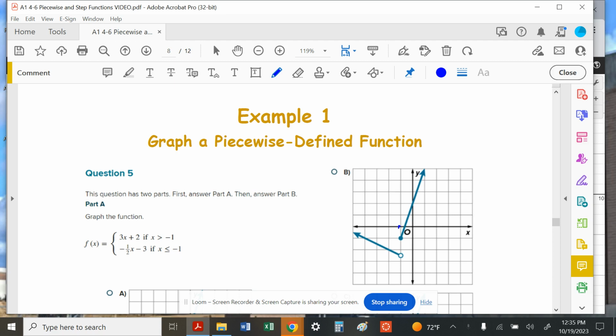So here is -1 located right there. Anything greater than -1, which would be to the right, it's telling me that the line looks like 3x plus 2. When x is to the left of -1 or less than or equal to -1, then we have -1/2. But this is giving us some information here. So we're trying to figure out which one is the right graph.